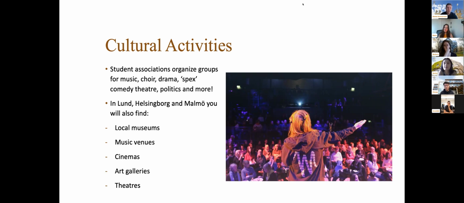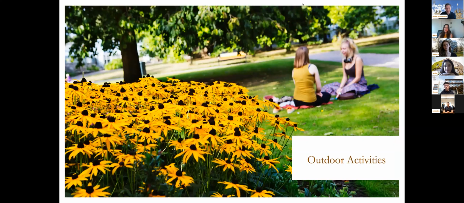And if you're interested in studying here, you should know that we do have a few different campuses. We have one here in Lund, one in Helsingborg, and one in Malmö. It's not that far in between, so there's no need to be stressed about that, because in all of these places you will find local museums, music venues, cinemas, art galleries, and theaters. There are major, well-working cities, all of these places, so you will be fine.